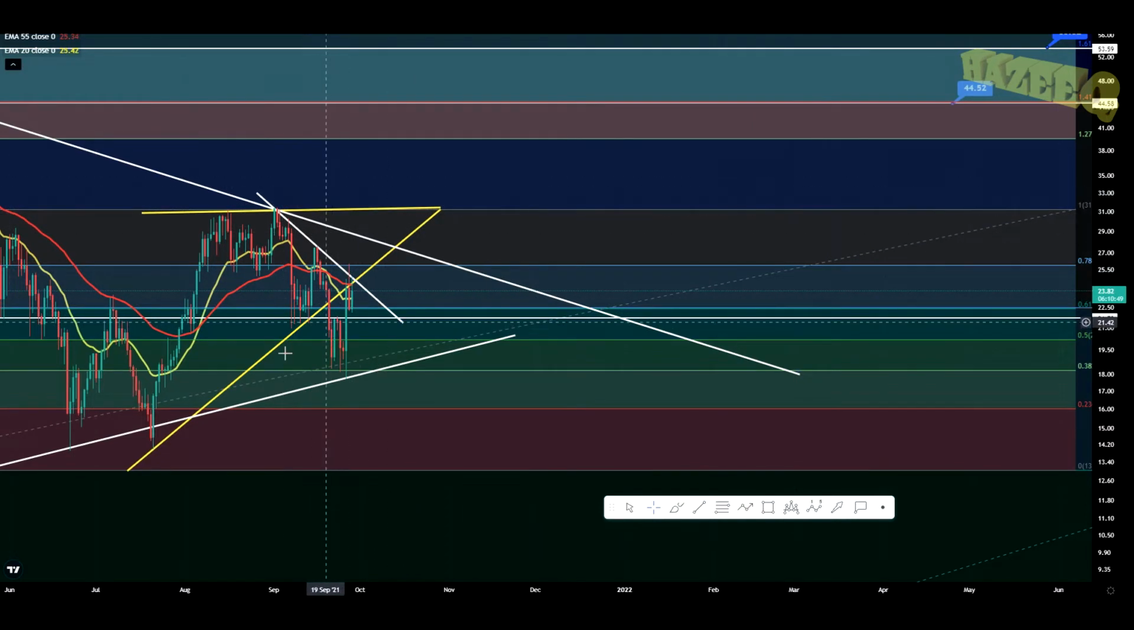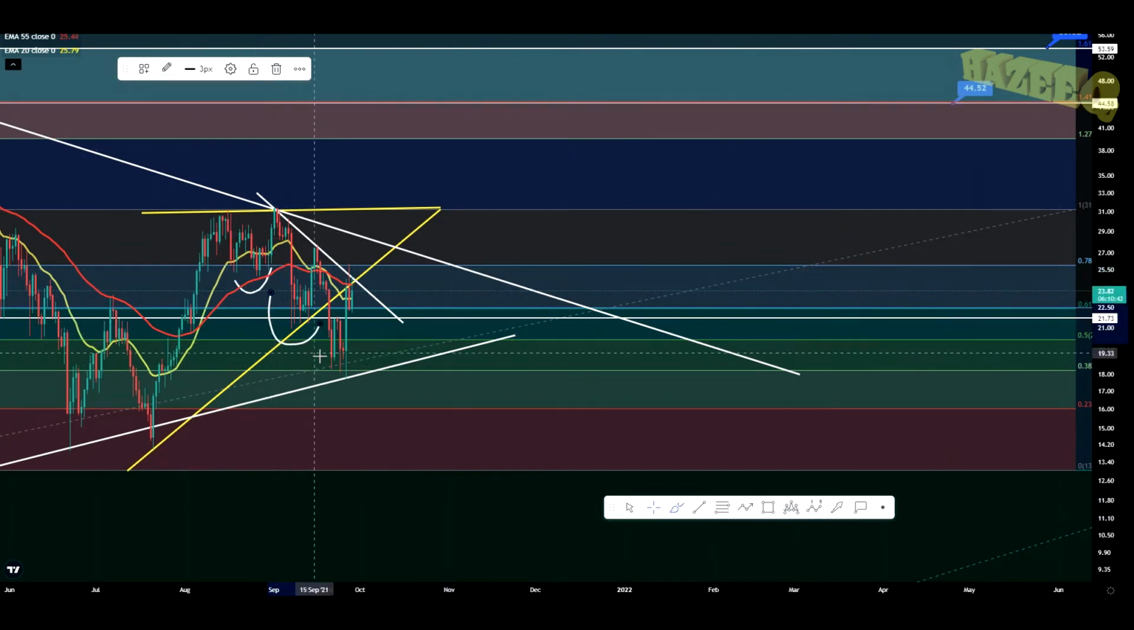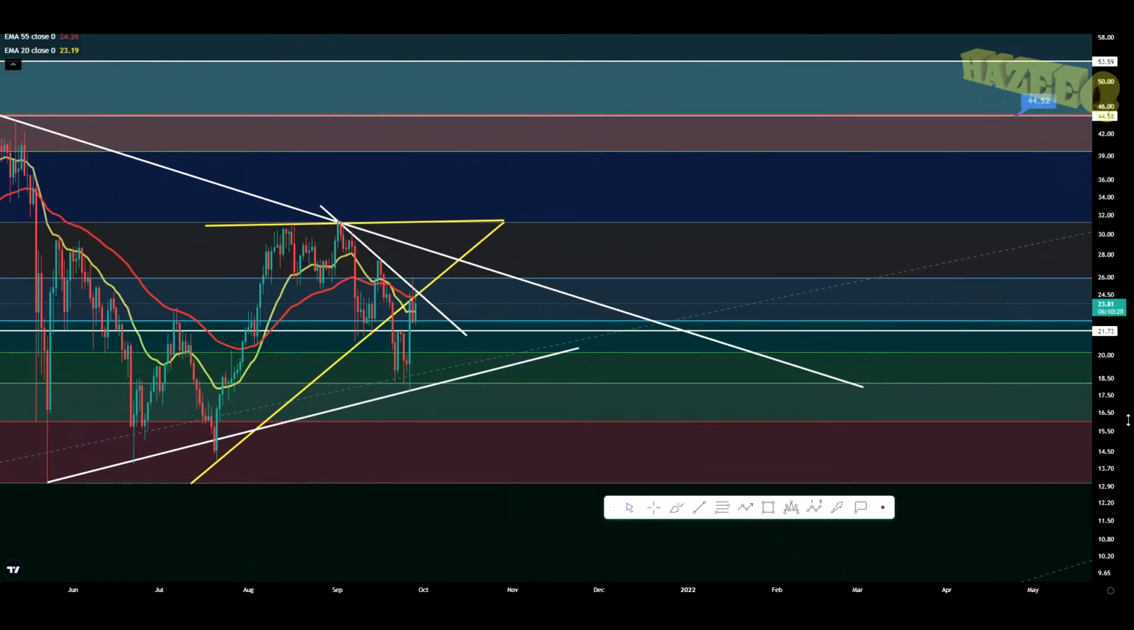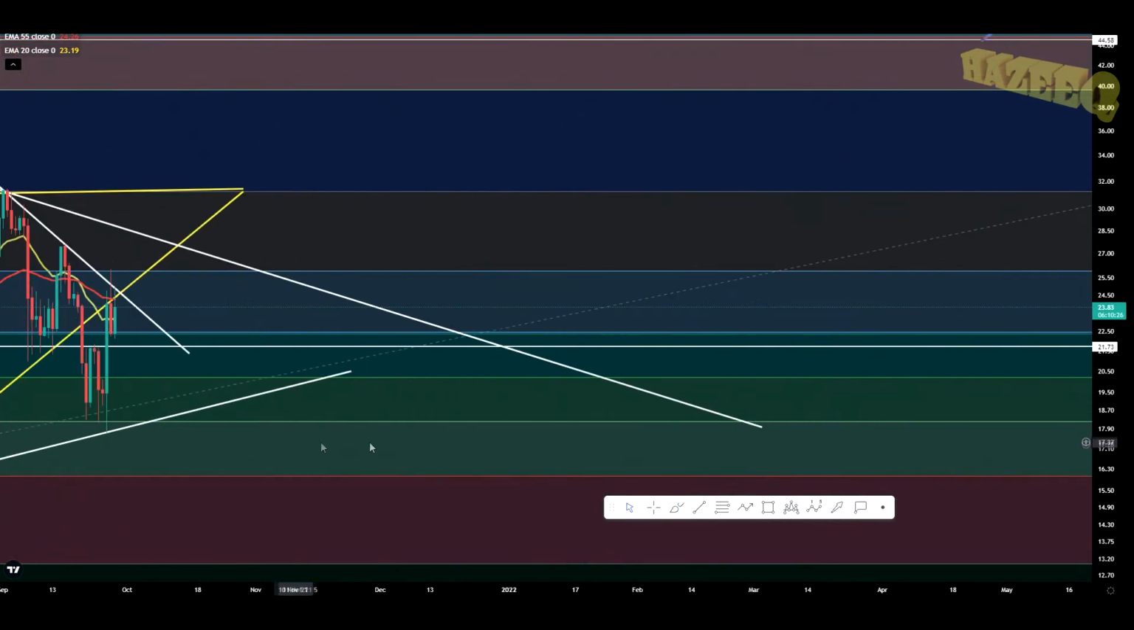So in the grand scheme of things, we are in a downtrend because you're printing lower lows, right? And you're printing lower highs, right? So that's effectively a downtrend. And yeah, we are in a bearish cross on the daily chart. The 20 EMA has crossed below the 55 EMA. So that's bearish in itself.